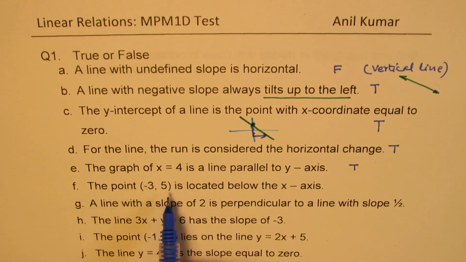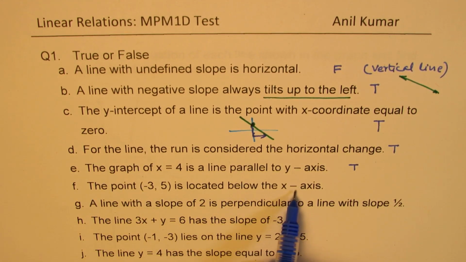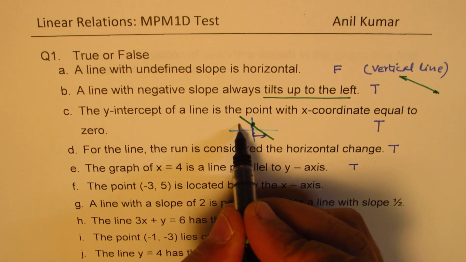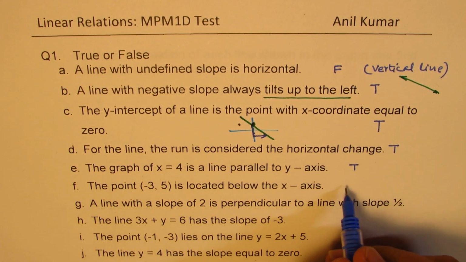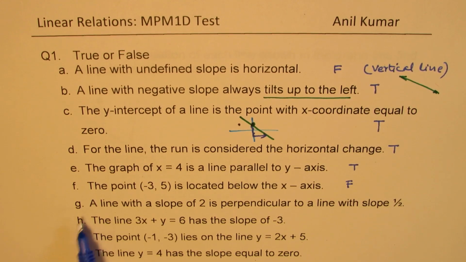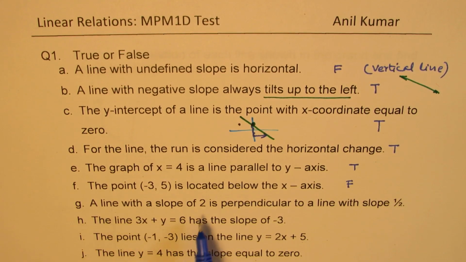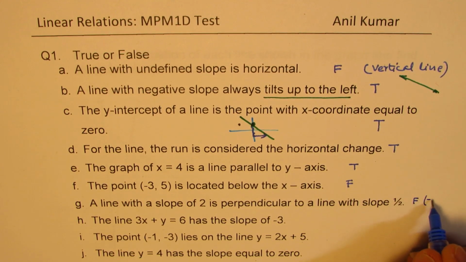The point minus 3, 5 is located below the x-axis. What do you think about it? Well, minus 3, 5 will be here, right? So which is above, and therefore this statement is false. G. A line with slope of 2 is perpendicular to a line with slope of half. This is false. It should have been negative half, right?